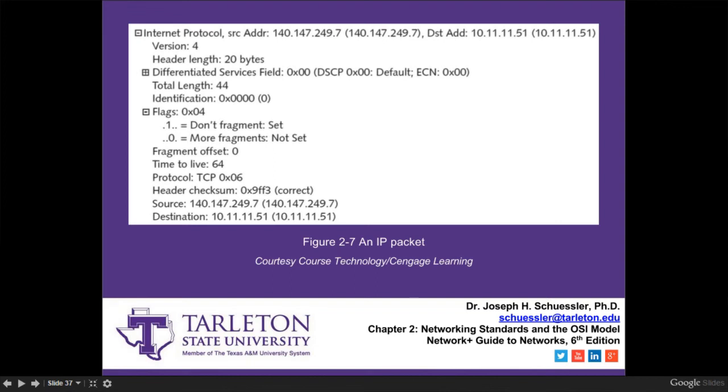Here's an example of what the protocol looks like itself, what's going on in the packet itself. So we've got our source address, an IP address, the destination, where it's going, which version of IP is being used, 4 or 6, the length of the header, etc., etc.